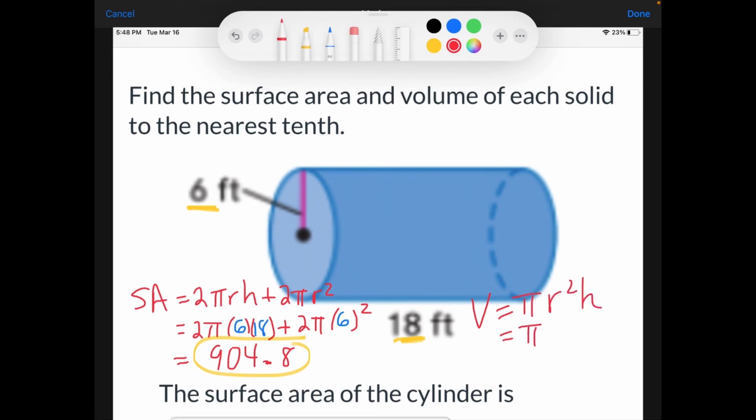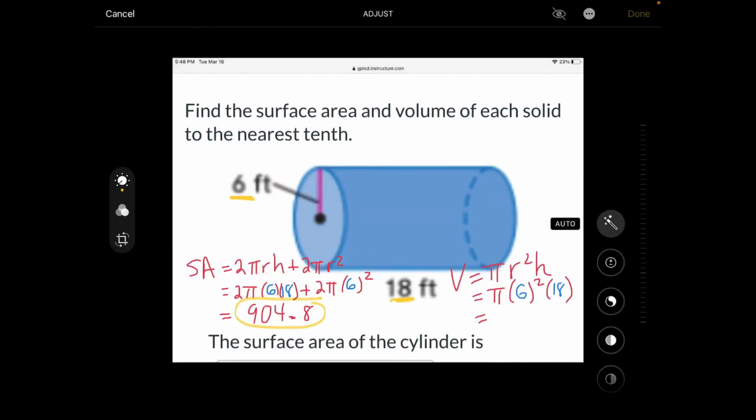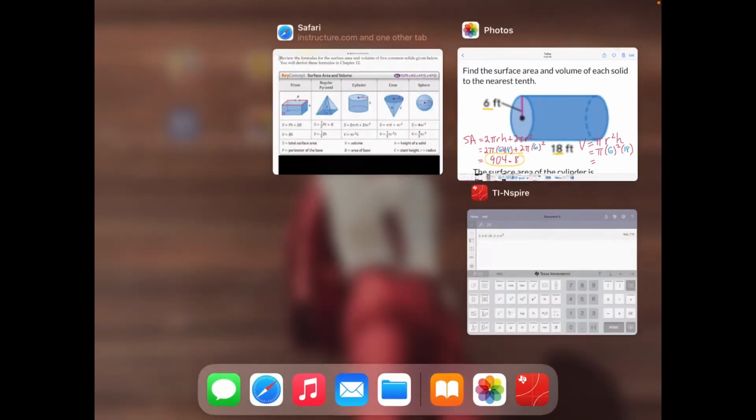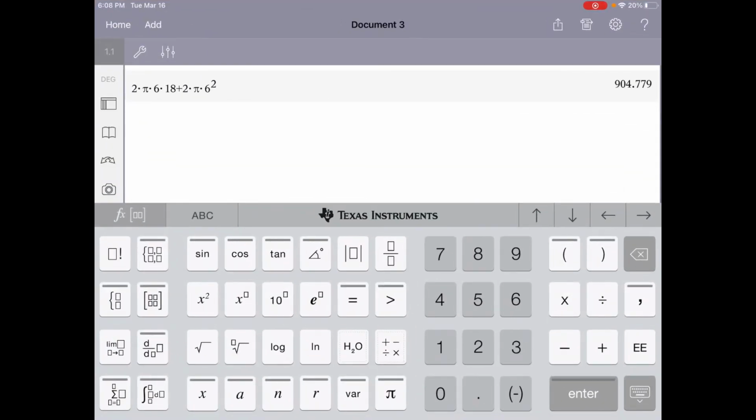All right, so this time we need to have our radius squared and our height. We can see that we still have our radius to be 6, and our height is still 18. Okay, and so now we're going to go to our calculator and type that in and get our answer. So it was pi r squared times the height, which was 18. Okay, and then this is our answer.